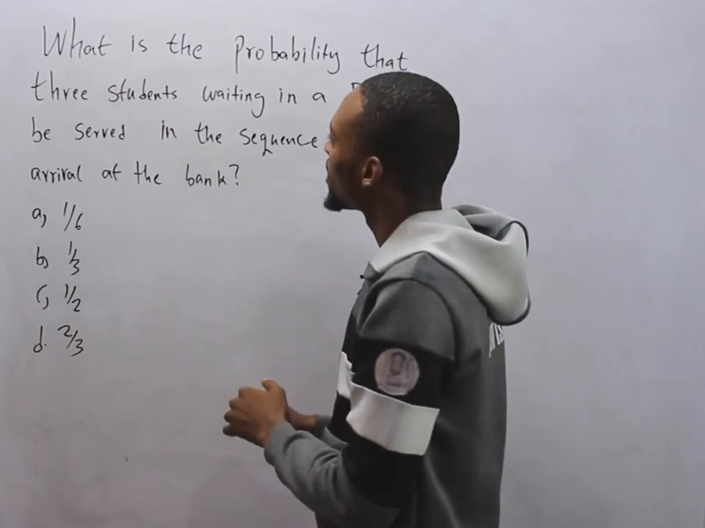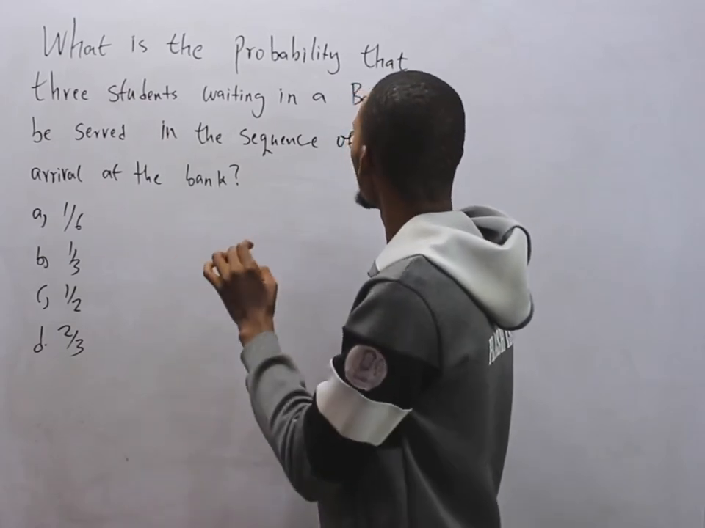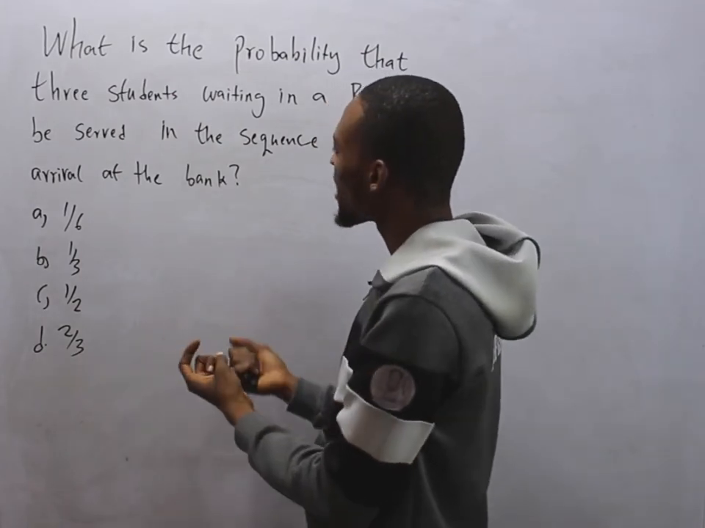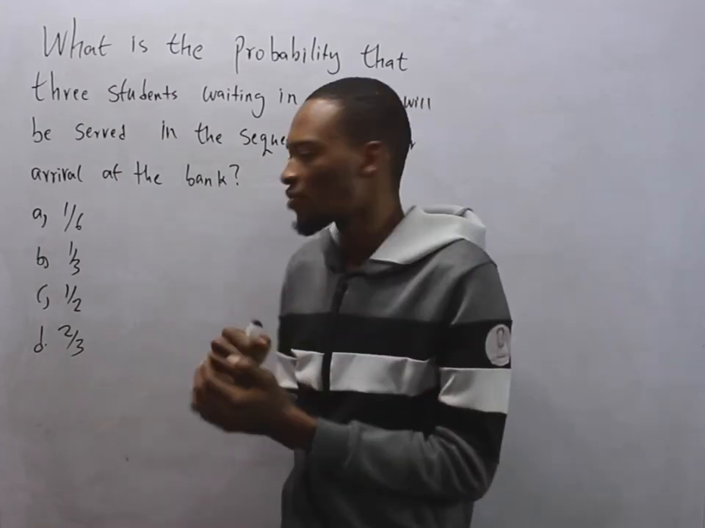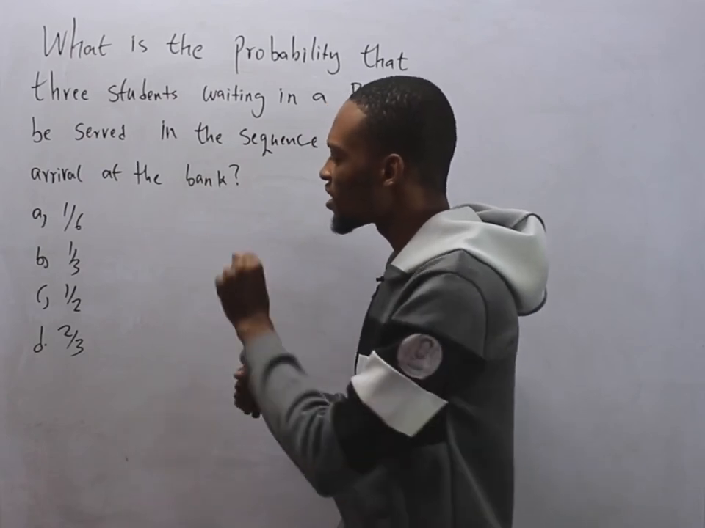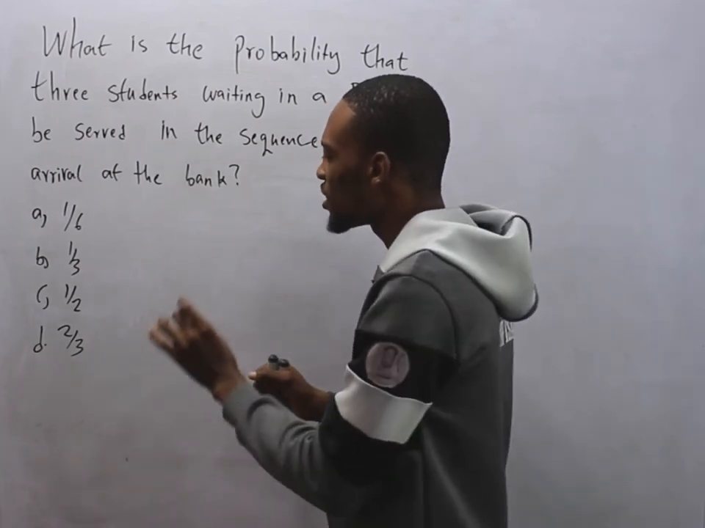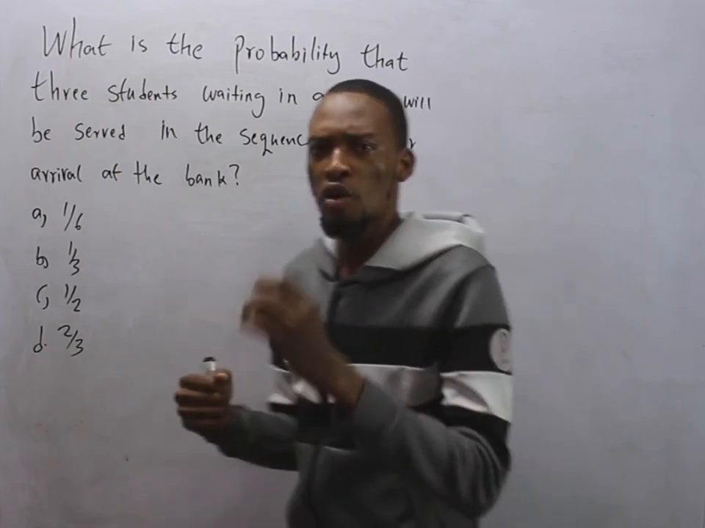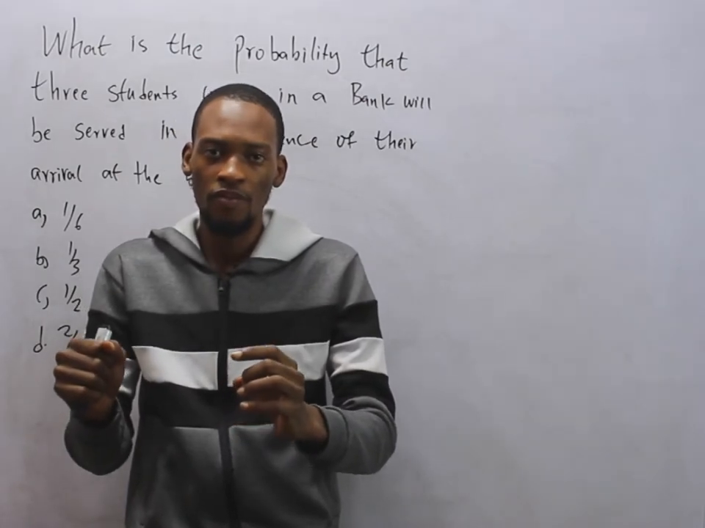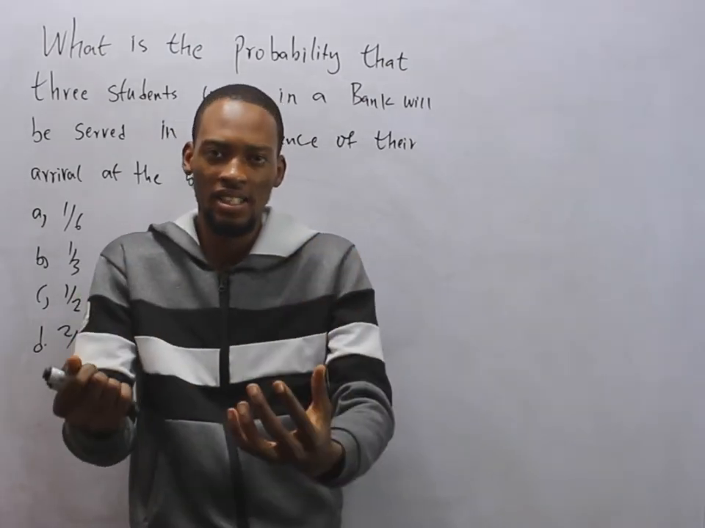What is the probability that three students waiting in the bank will be served in the sequence of their arrival at the bank? A, 1 over 6, B, 1 over 3, C, 1 over 2, and D, 2 over 3. Probability has to do with possibility. It has to do with chance.